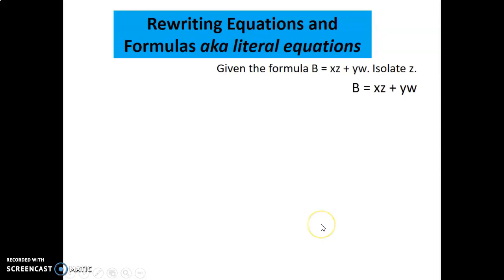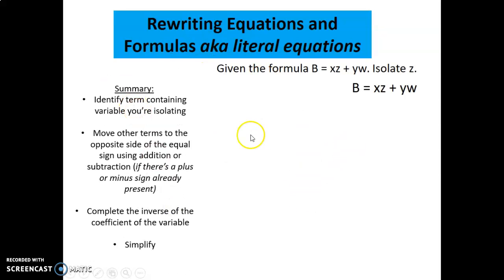Okay? What if you're given an equation with all variables, no numbers, no coefficients, just letters? You would still use the same process. So you're going to identify your term containing the variable you're isolating. So given this equation formula, b equals x times z plus y times w, we're isolating for z. So this is the term that we're isolating, okay?